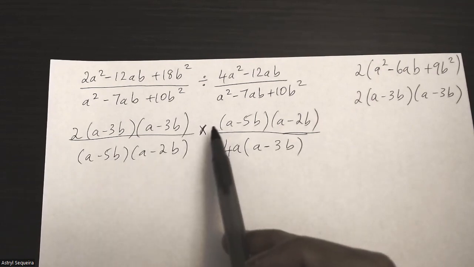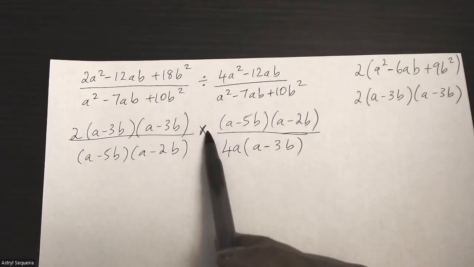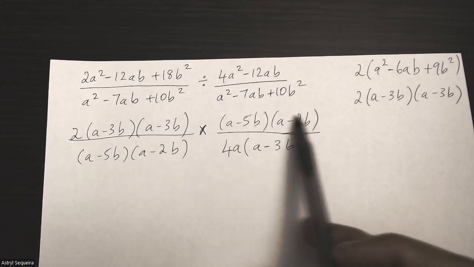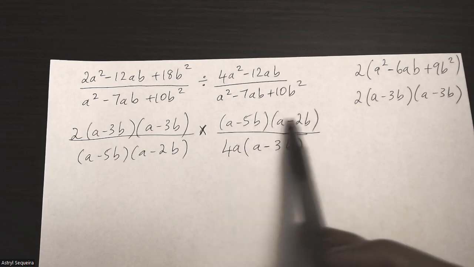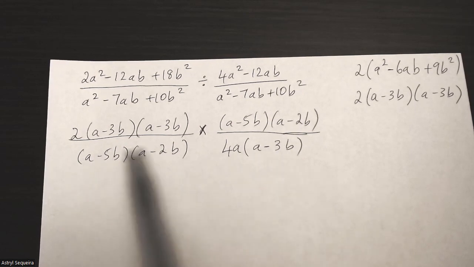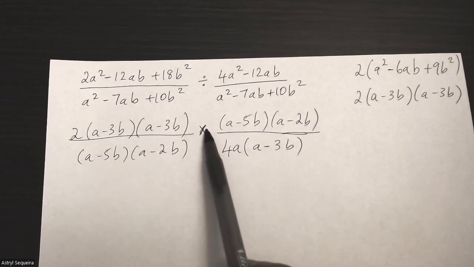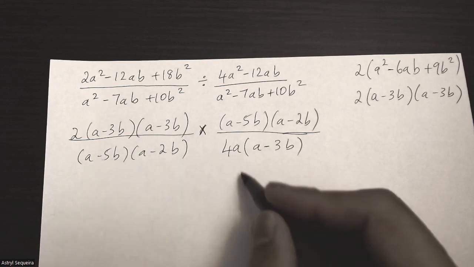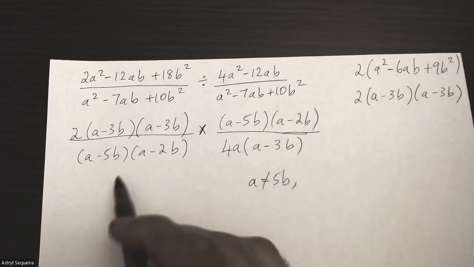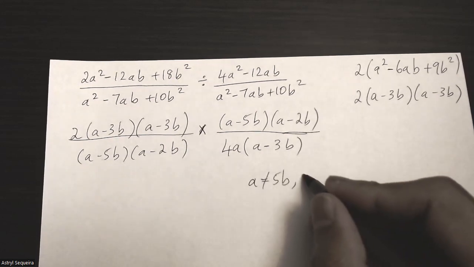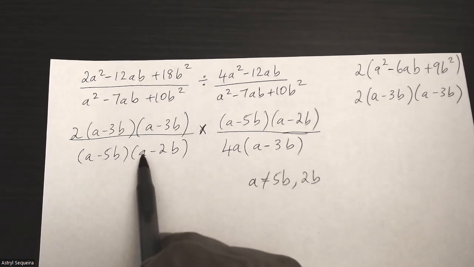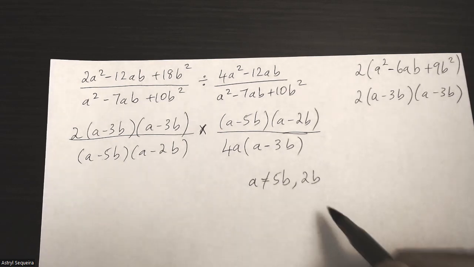Now, when you're stating restrictions and you have a division that flips into a multiplication, you need to state your restrictions from the denominator, but also from the numerator that has been flipped, not factored. So restrictions from all of these plus these, if you ever flip a division into a multiplication. Start with the first restriction. A cannot equal 5b. A cannot equal 2b, and the reason for these restrictions: 5b minus 5b is 0, 2b minus 2b is 0, so your denominator can't be 0.